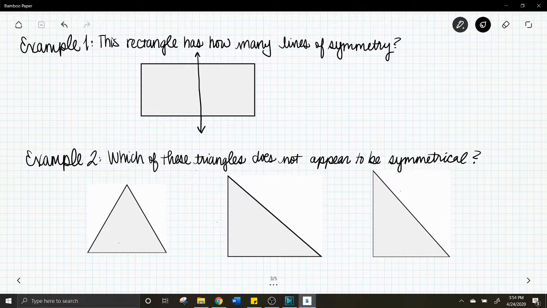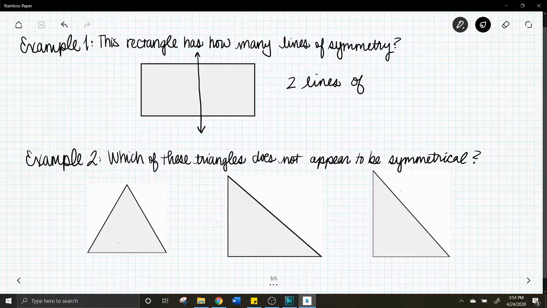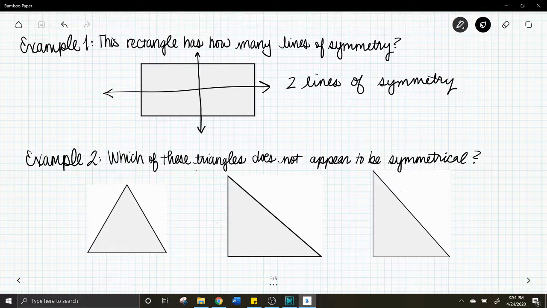Okay, so this particular shape has two lines of symmetry. There are two different places I could divide it directly and perfectly in half. So I'm going to draw them both there. But just understand we wouldn't draw both of them at the same time.